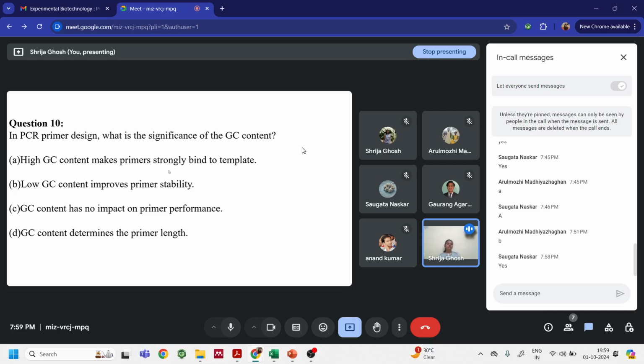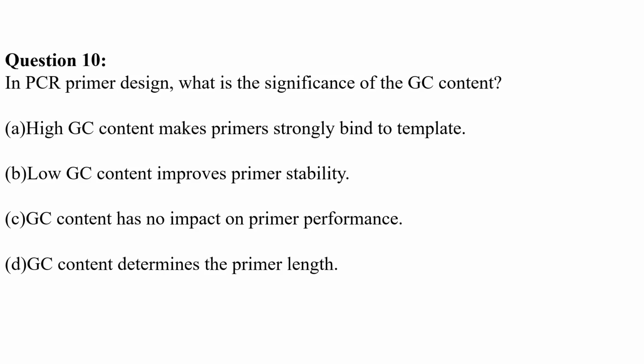Option A, high GC content makes primers strongly bind to the template. Option B, low GC content improves primer stability. Option C, GC content has no impact on the primer performance. And option D, GC content determines the primer length. Okay, we have two answers. Option A, that is, high GC content makes primers strongly bind to the template. Yes, that is the correct answer.